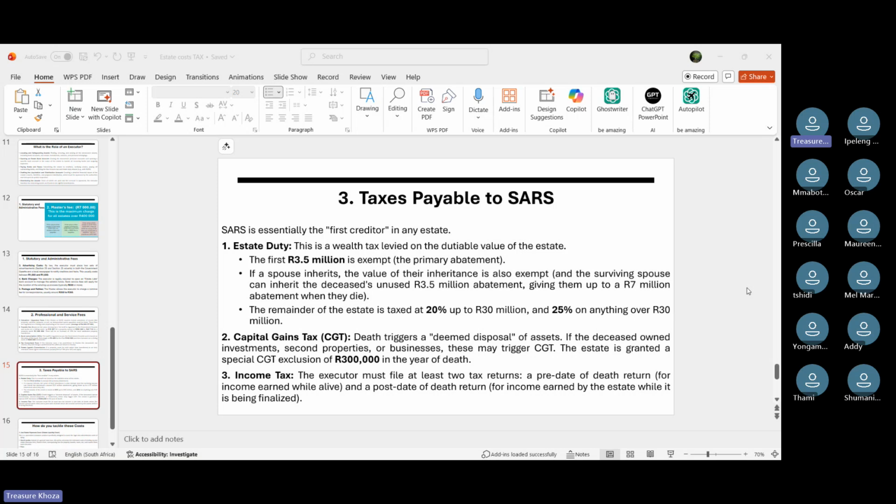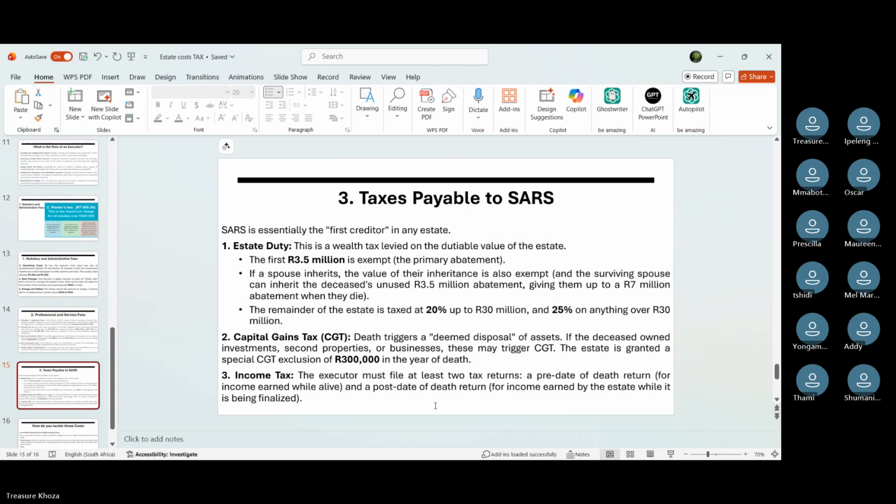So those who inherit will have the advantage of an exemption of 7 million from estate duties. Meaning they will start counting from anything above 7 million, so they won't be subjected to estate duties. But it's only applicable to people who are married and pass everything to their living spouse. It's an advantage to them and also to their kids.